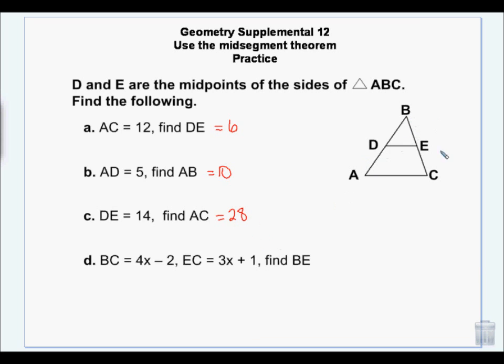And then I have BC, this big long piece, is 4x minus 2. And EC is 3x plus 1. So I want to find the length of BE. So this one requires a little bit of work. So 4x minus 2, that's the long part, right? That's equal to 2 times 3x plus 1. That's the short part.